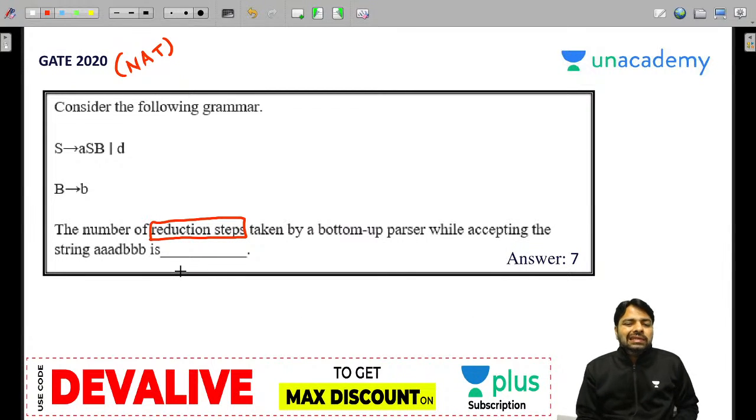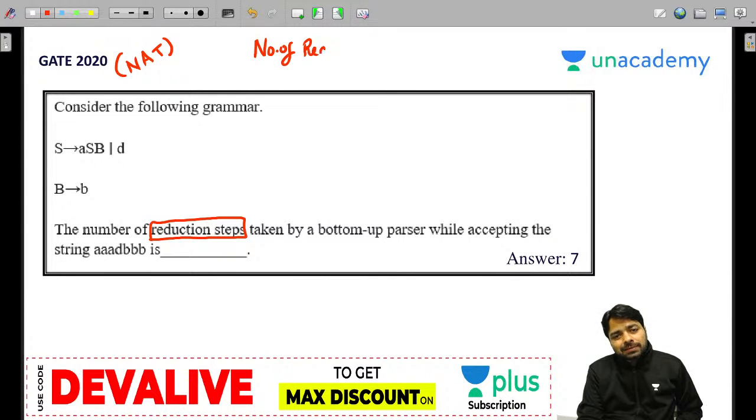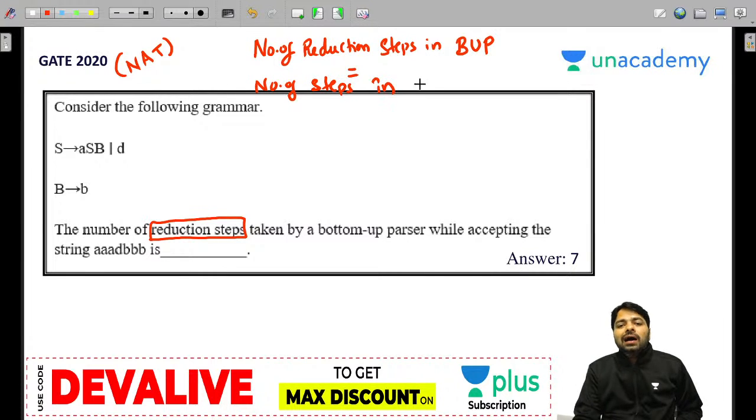Is nothing but the number of steps simply using a bottom up parser. It's like the reverse of RMD. How many reduction steps do you take? I'm writing the answer, guys. The number of reduction steps in a bottom up parser is the same as the number of steps in rightmost derivation. That's not the steps, but the number of steps. If you do the reverse, you will get the reductions only. Everybody clear, guys?